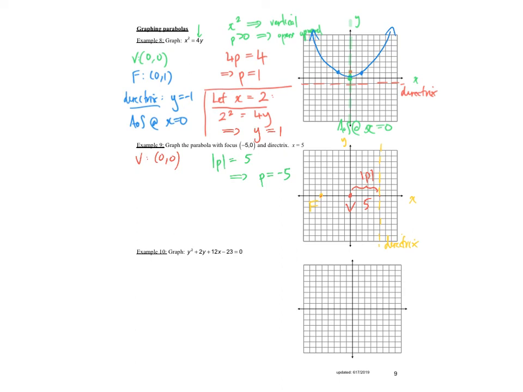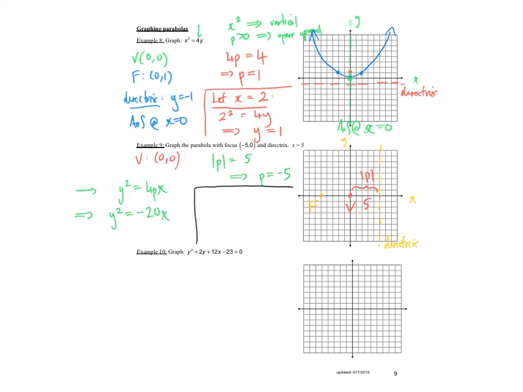I can now substitute into our equation, right? For a horizontal parabola, this is the equation that we use. It's the y term that gets squared. We just figured out that P was -5, so we get y squared equals -20x. Let's get another point on the graph to play with.